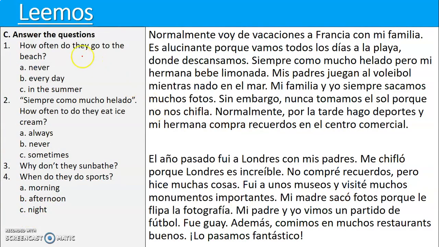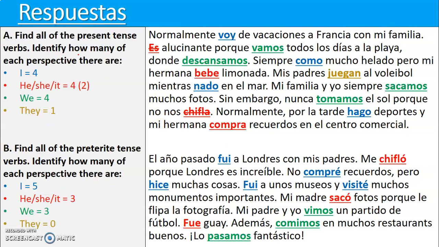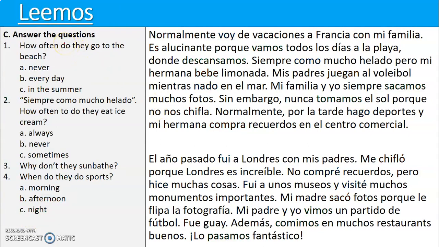Okay, so using the same texts, just have a go at answering these questions. So you've got some options as well. How often do they go to the beach? How often do they eat ice cream? Why don't they sunbathe? And then when do they do sports? So pause the video, have a go at those questions.